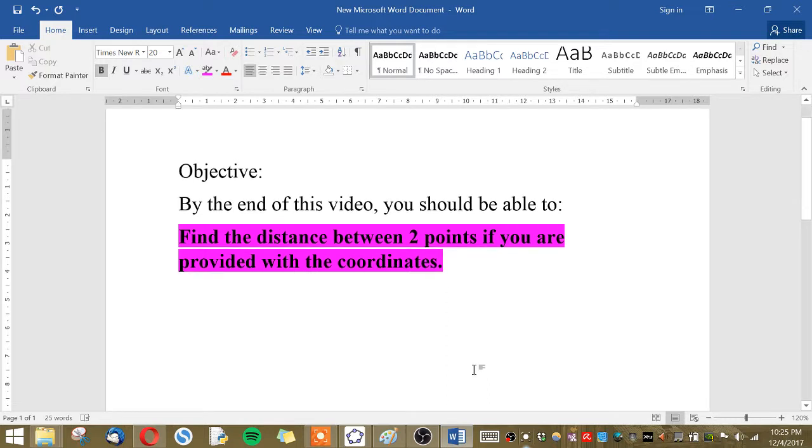This is the objective. By the end of this video, I want you to be able to find the distance between 2 points. Of course there is a formula for that, but I want to show you why the formula works, where does it come from. So let's jump right into it.